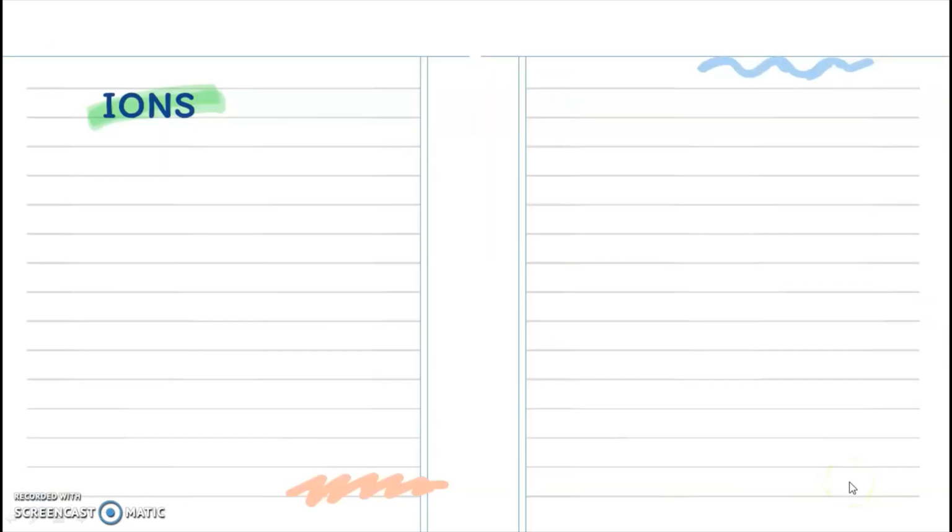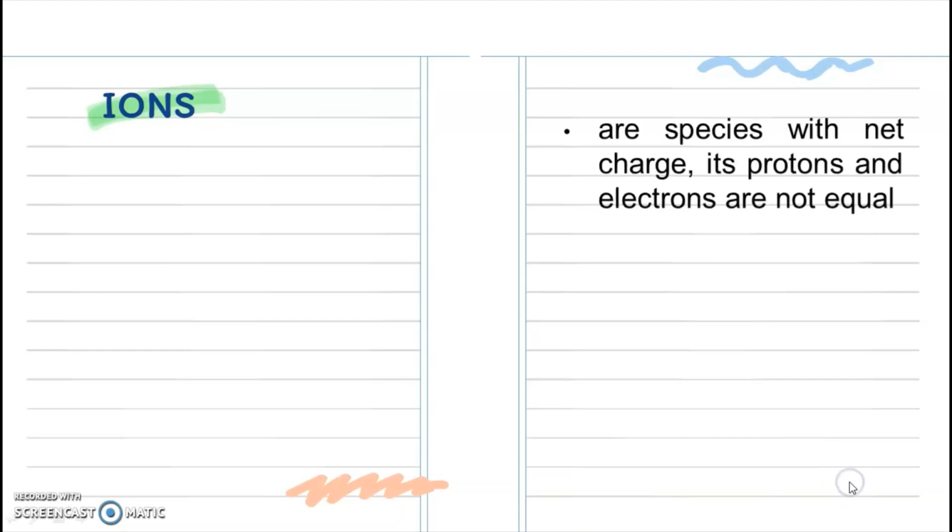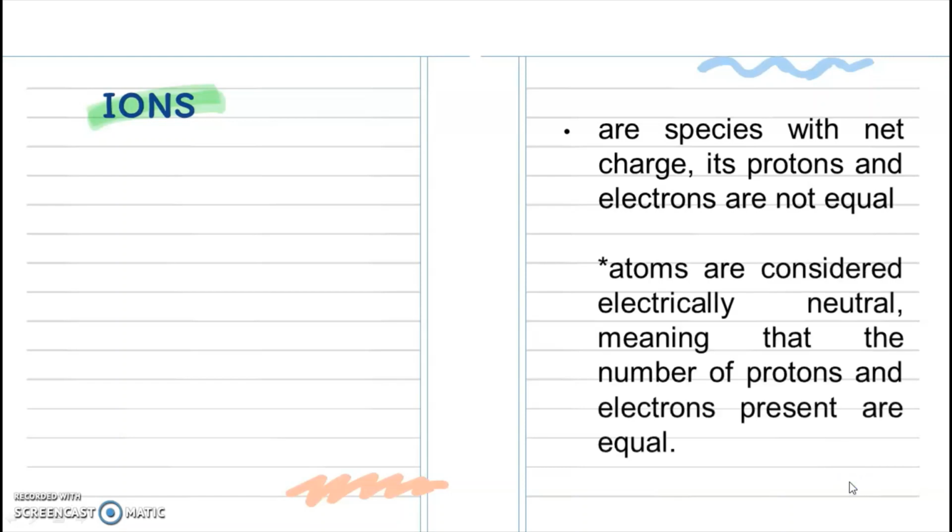Now, we will move on to ions. Ano ba yung difference nila with atoms? So, when we say ions, they are species with net charge. Ibig sabihin, pwedeng mas marami yung proton niya or mas marami yung electron. They are not equal. However, yung mga atoms, they are considered electrically neutral, meaning that the number of protons and electrons present are equal. So, kapag atoms naman daw, yung electrons niya and protons are equal. So, basically, wala siyang charge.